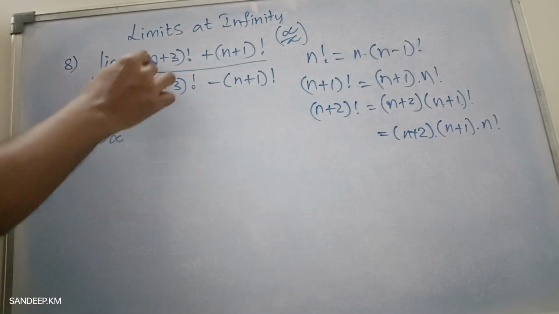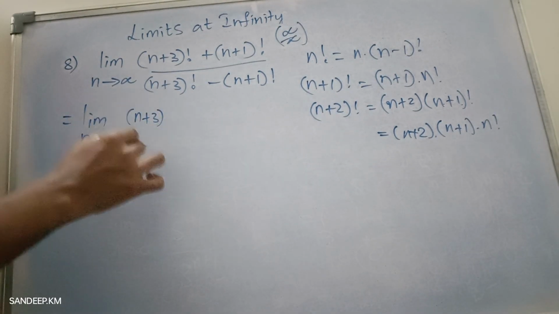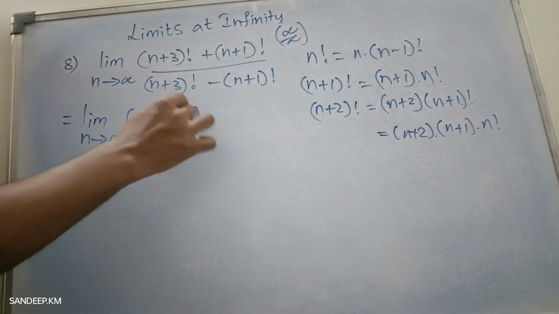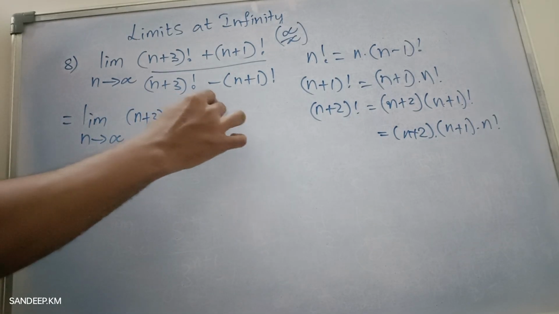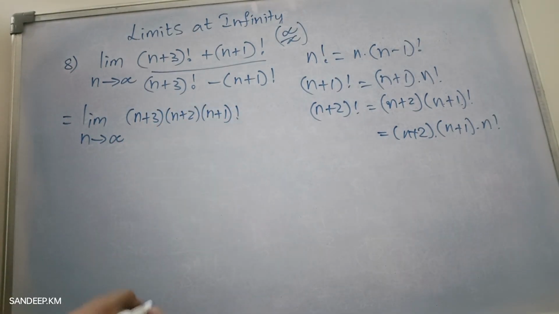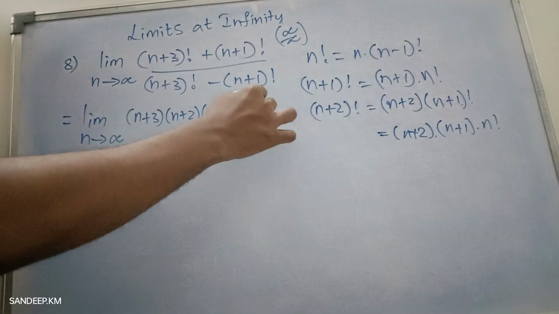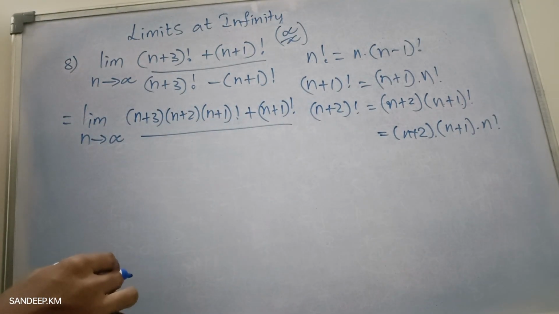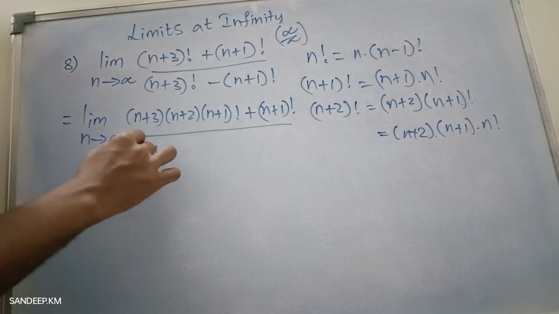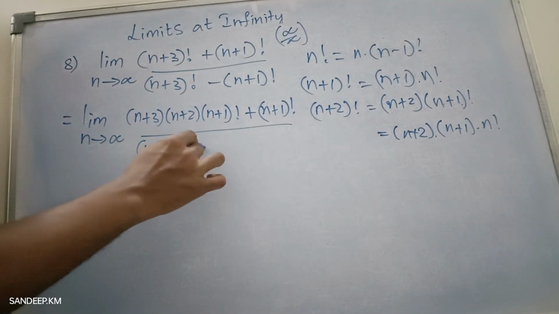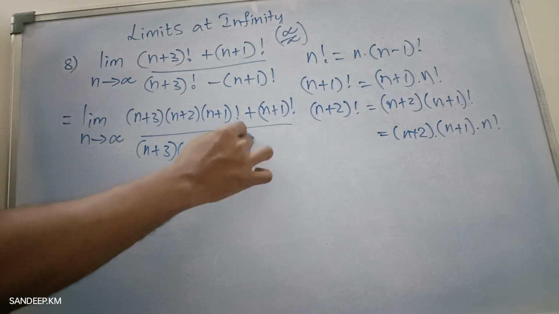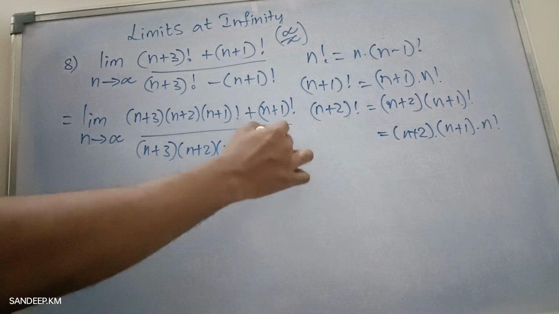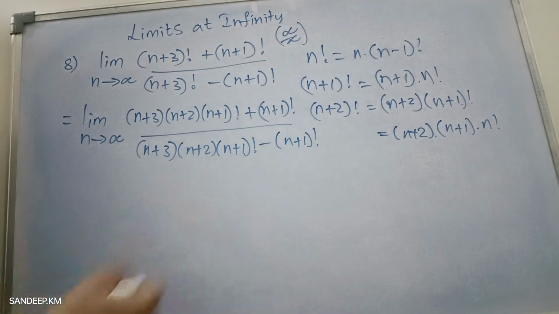You write (n plus 3)! as (n plus 3) into its junior (n plus 2) into its junior (n plus 1)!. Why? You will understand. Plus, don't do anything here, write (n plus 1)! as it is. The same story in the denominator, (n plus 3)! as (n plus 3) into (n plus 2) into (n plus 1)! minus (n plus 1)! as it is.